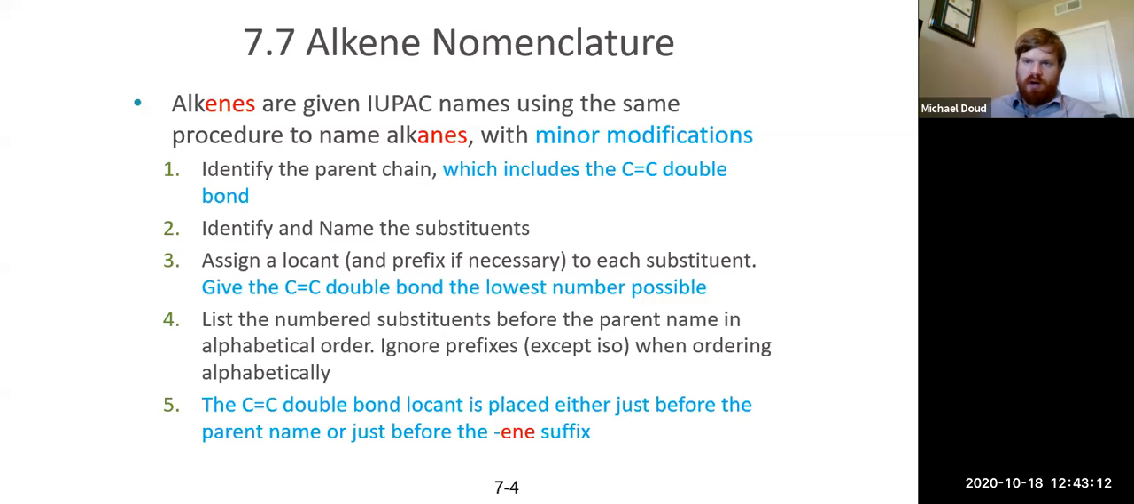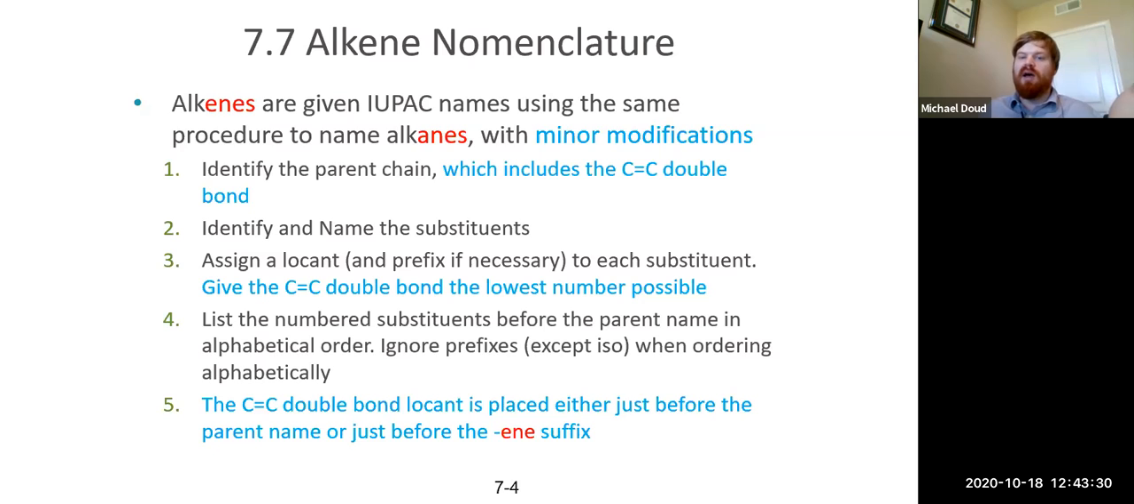So, okay, the rules are basically, number one, you're going to identify the parent chain. No difference there, except this parent chain has to include the carbon-carbon double bond. So that's the new rule. Your parent chain has to include the carbon-carbon double bond. Then you identify and name the substituents, no problem.